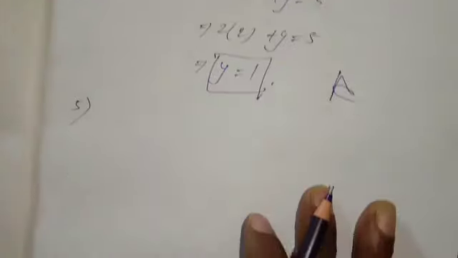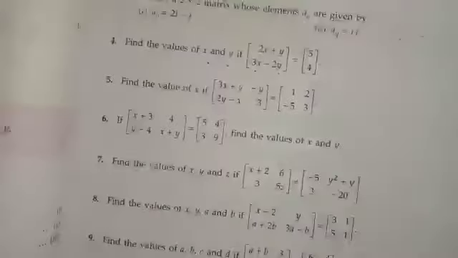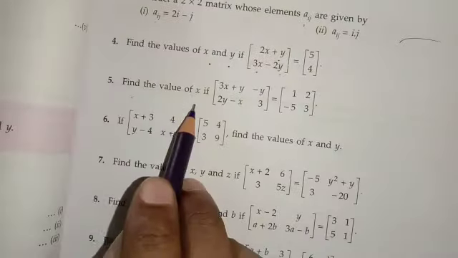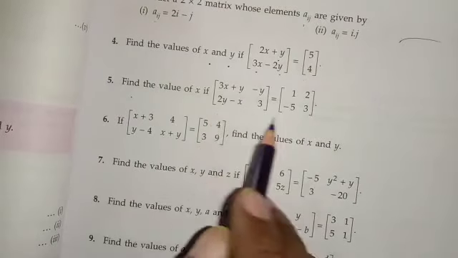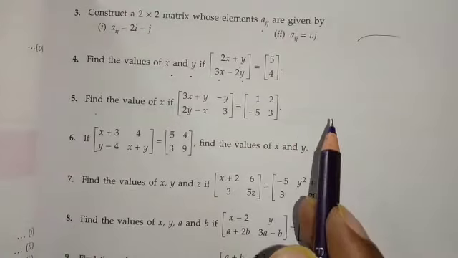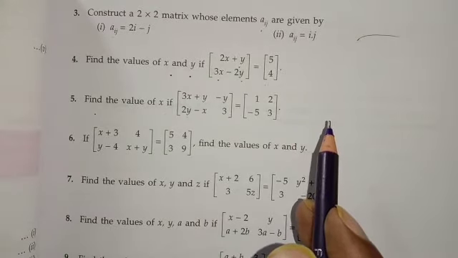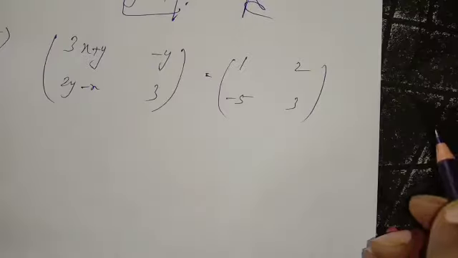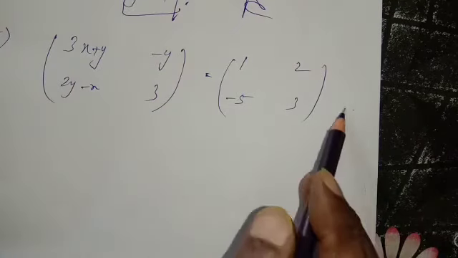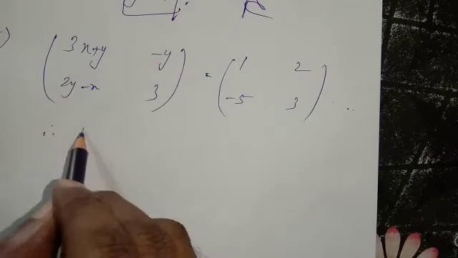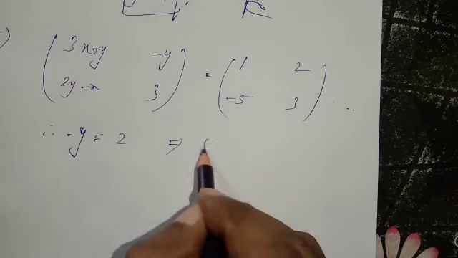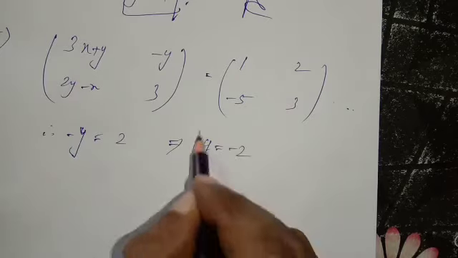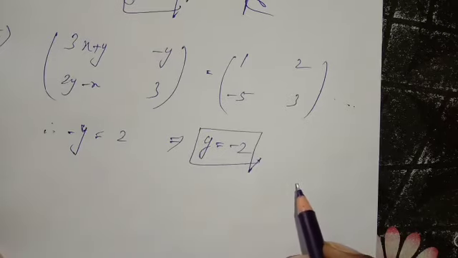Let's see what is given. Question number 5. Find the values of x and y in the given condition. First write what is given, after that you have to compare both sides and solve. Comparing both sides, we will get minus y is equal to 2. So this implies y will be how much? y is equal to minus 2.